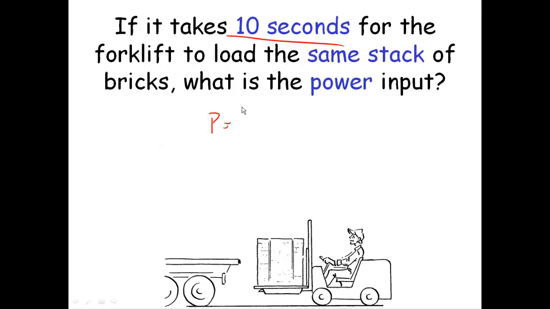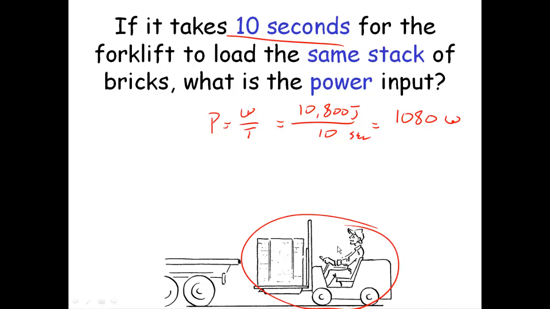Well, we know, again, power is the rate at which the work is done. The work was 10,800 joules, and we're doing this in 10 seconds. Divide that by 10, and you get 1,080 watts. It should make sense. This is definitely more powerful, requires a lot more energy to do it because you're doing it much quicker.